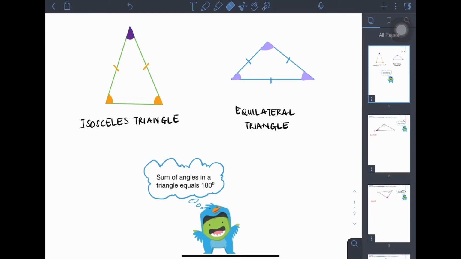Hi, so in this video we are going to solve a few examples related to isosceles triangle and equilateral triangle. But before that, just a quick recap on what is an isosceles triangle and what is an equilateral triangle.